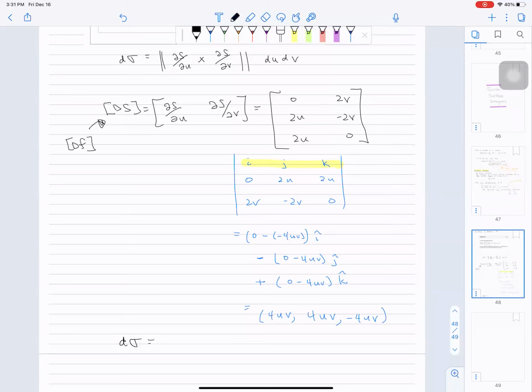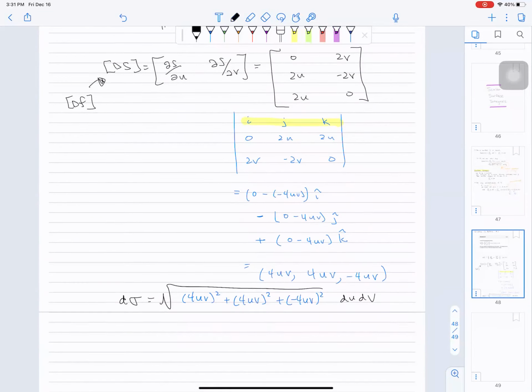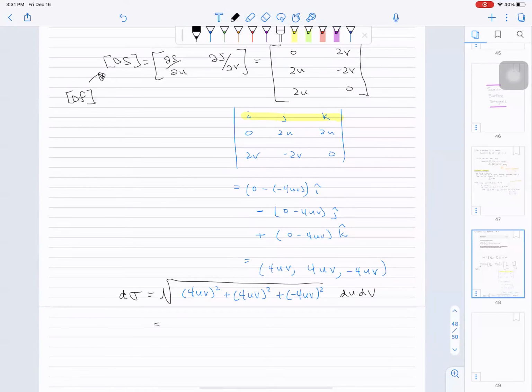So d sigma is the length of this cross product. The length of any vector is always the square root of each of the components squared. Each component squared, this last thing squared, du dv. And we can simplify this a bit. In other words, 4 square root 3 uv du dv.